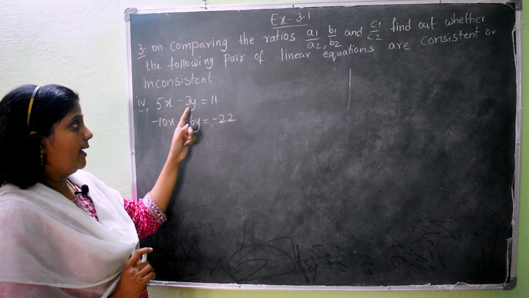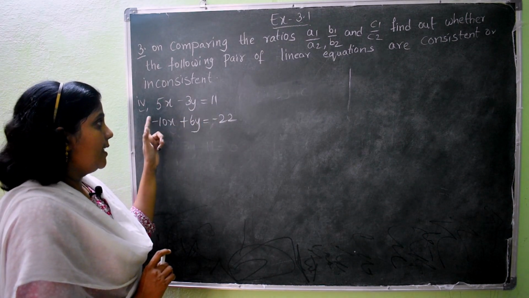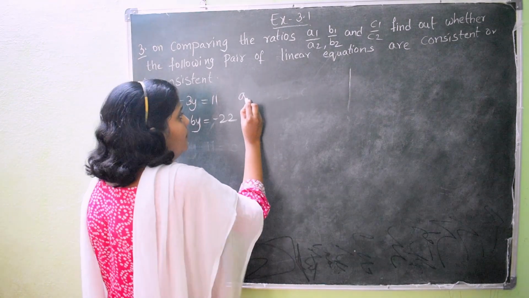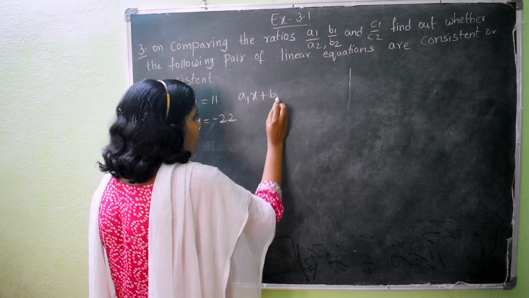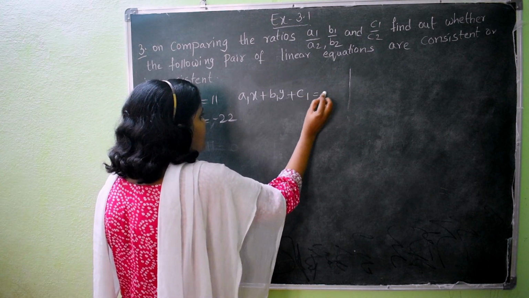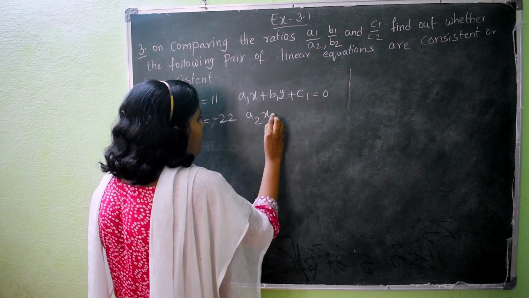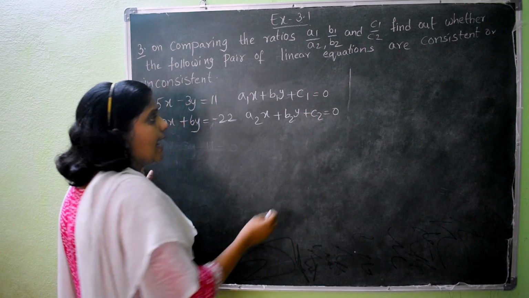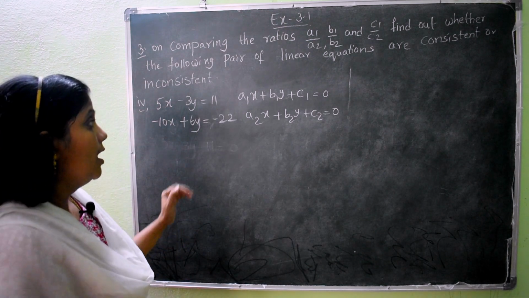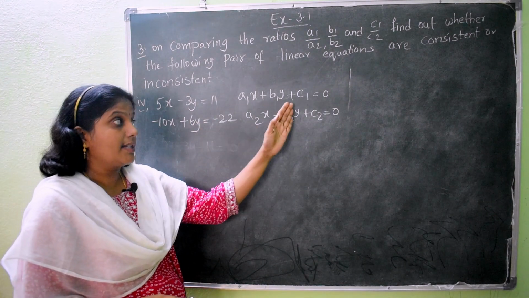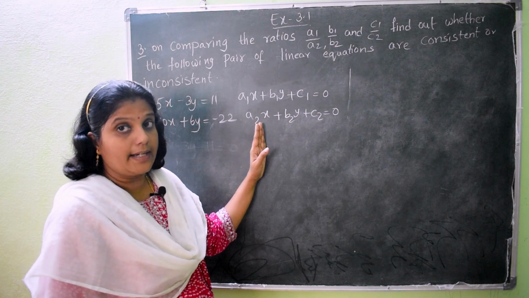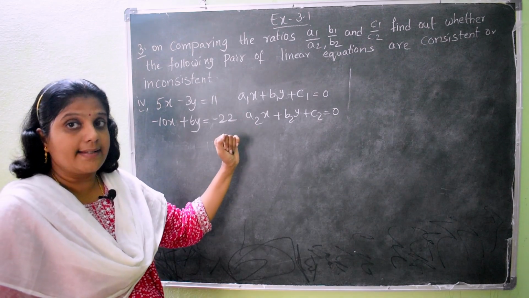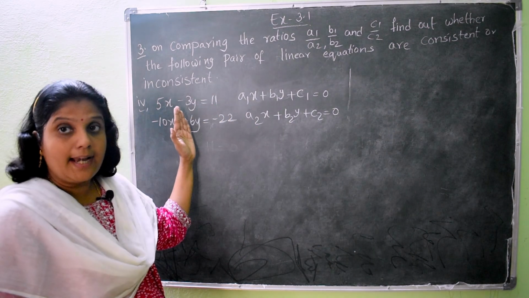This is Ax, By, C. This is a linear equation only, but it is not in the standard form. What is our standard form? A1x plus B1y plus C1 equal to 0, and A2x plus B2y plus C2 equal to 0. These two are the standard form of our linear equations. In the standard form, everything is on the left hand side, but here the constant terms are on the right hand side. So, let's write everything on the left hand side.